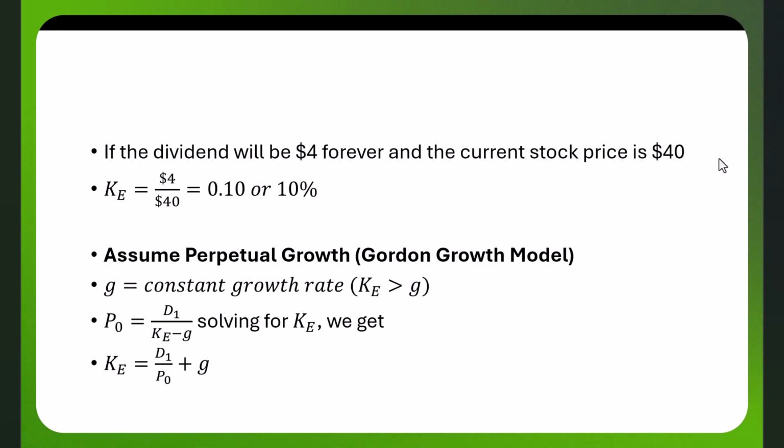D1 over P0 is what we refer to as the dividend yield. G turns out to be the capital gains yield. If you're buying a stock, there are two parts to your return. The return you get from the dividend, and then the return you get from buying your stock at a certain price and selling it for a higher or a lower price in the future. That would be your capital gains yield. Okay, if it went up, okay, you could have a loss as well.